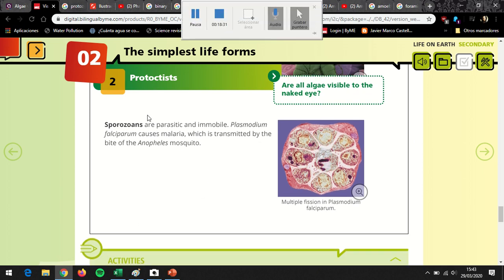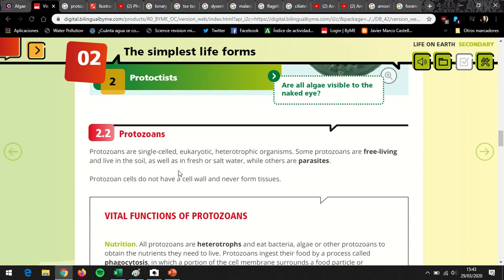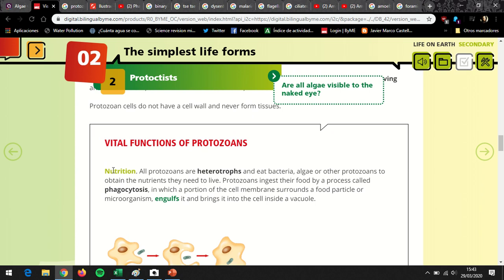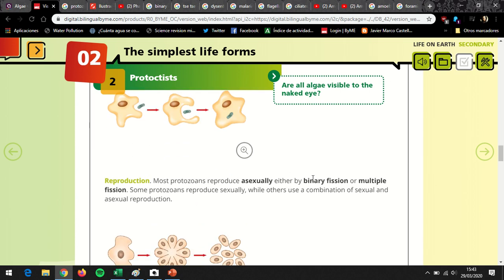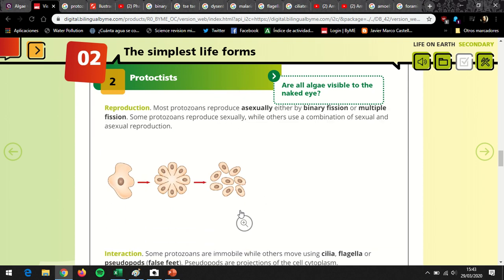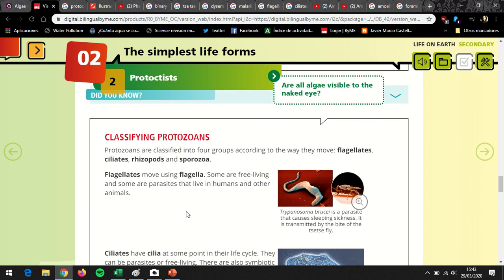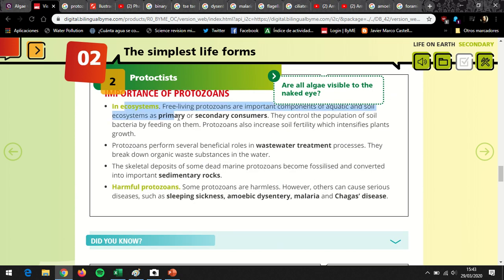Okay? Nice, so this is all. We have seen the principal characteristics of protozoans. We have seen how they perform the vital functions. Remember, nutrition, heterotrophic using phagocytosis, reproduction mainly asexual with these two processes, binary fission or multiple fission, and interaction, which is the way they move. That's how we classify them. We just finished with that. And then the importance, well, the role that they play in ecosystems, that we can use them to clean our water, and that they cause some diseases.